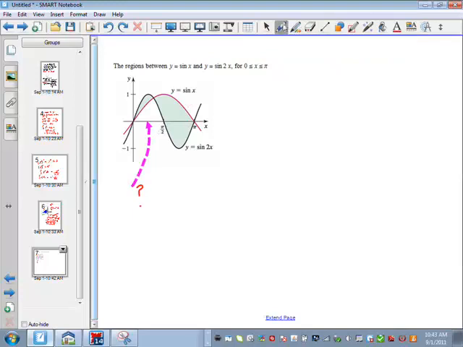So I'll keep it in red. We need the sine of x to be equal to the sine of 2x. There are a couple of ways to do this. You can do this by inspection. Where is the sine of x equal to the sine of 2x? That's the sine of x, sine of 2x.